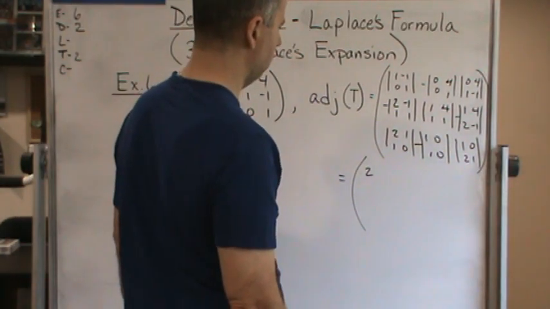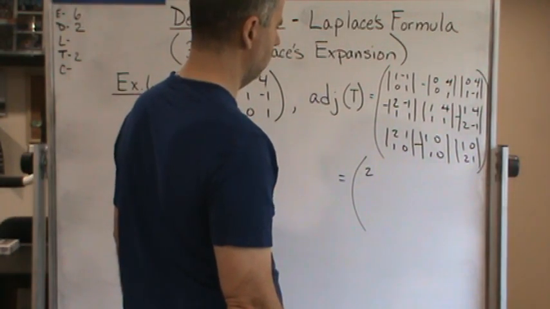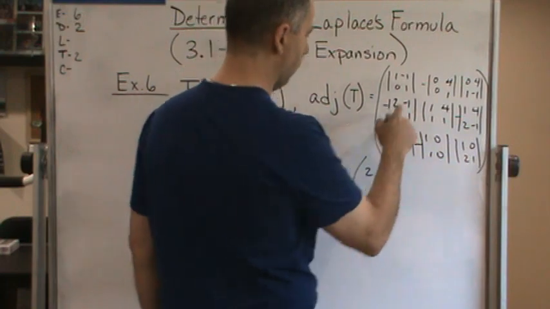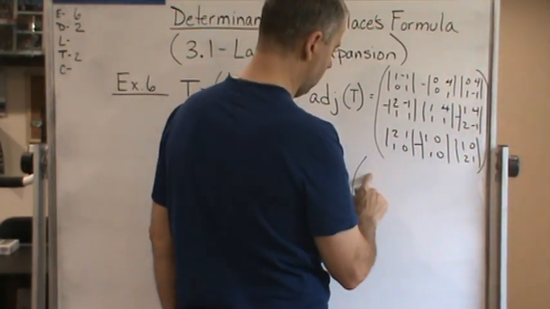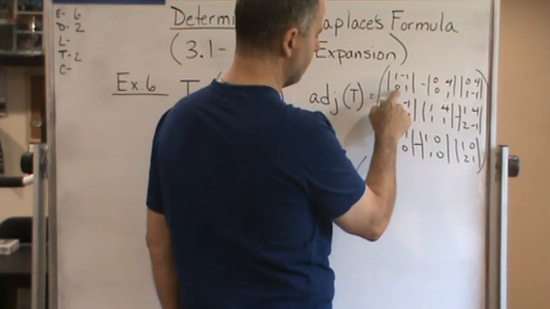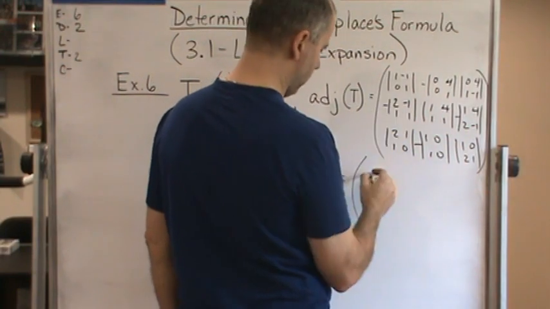Hold on a second. Oh, I'm reading it wrong. Sorry. It's 1 minus 0 times negative 1, which is 0. So this is just going to be 1.